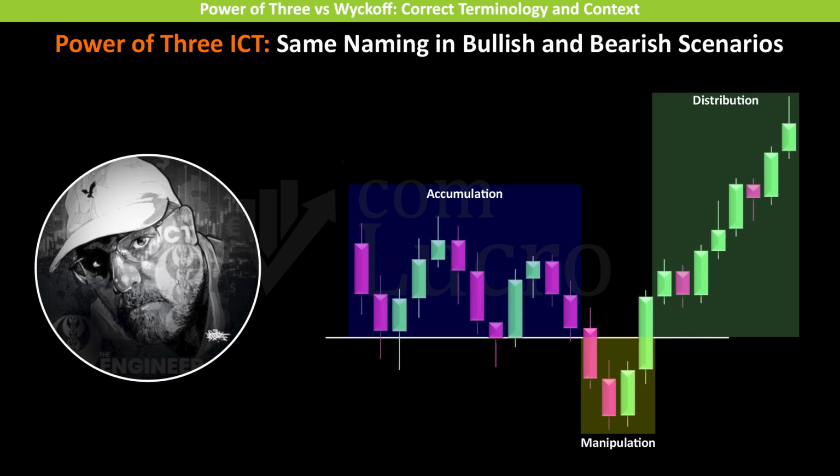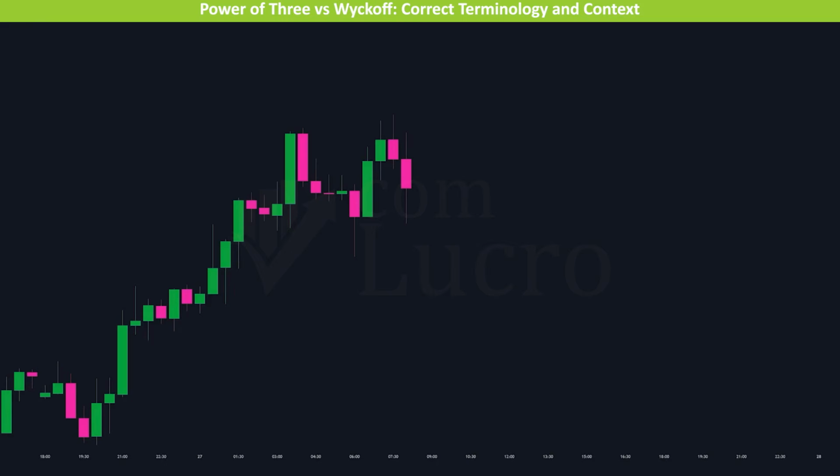Before we begin, there is an important clarification we need to make about the Power of Three, also known as AMD. Especially when we relate it to proper Wyckoff methodology. The Power of Three was popularized by ICT, and the accumulation, manipulation, and distribution naming was simplified to make the concept easier to understand. Here at ComLucro, we are students of Wyckoff methodology, and we even have dedicated content and a full course on this subject on the channel, so we prefer to use the correct Wyckoff nomenclature. The strategy itself does not change at all, only the terminology used to describe the phases.